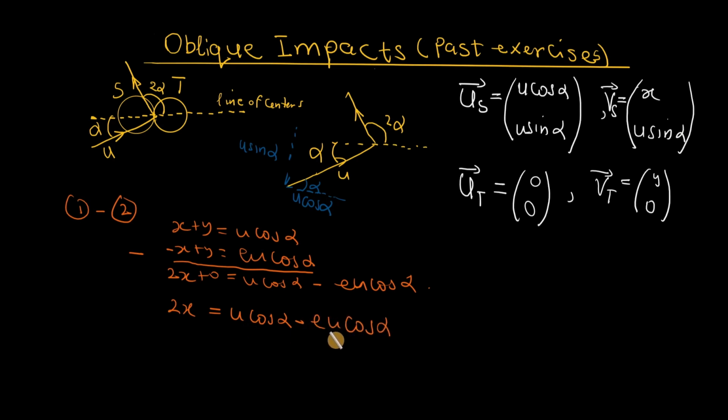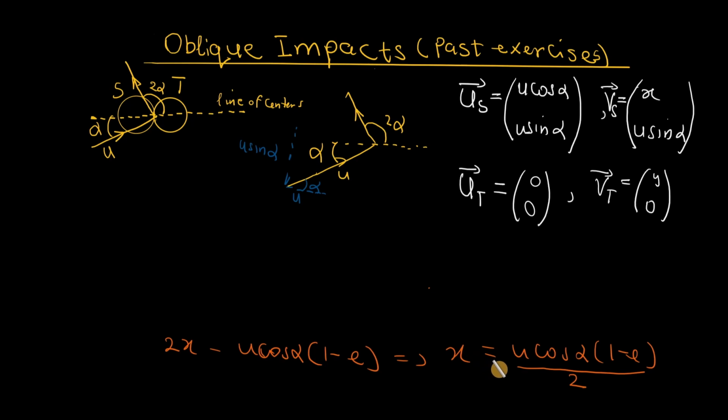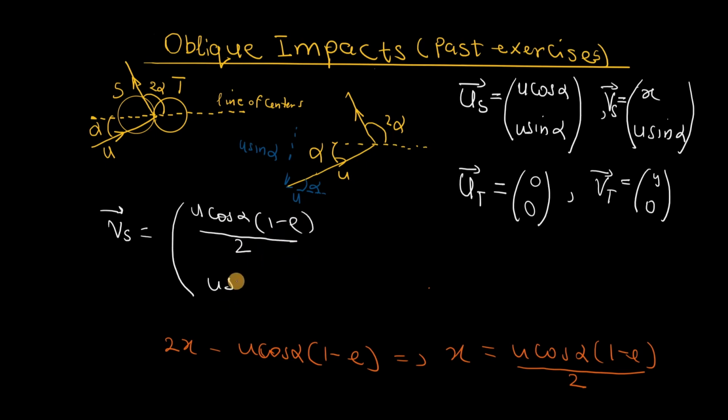u cos alpha is common here. I factorize out, I'm going to have 2x is equal to u cos alpha into 1 minus e. That means x is equal to u cos alpha into 1 minus e divided by 2. So I replace x in the vector vs. So vs becomes, in the place of x I put x, so I'm going to have u cos alpha into 1 minus e all over 2, u sine alpha.